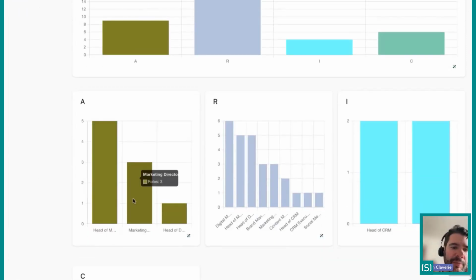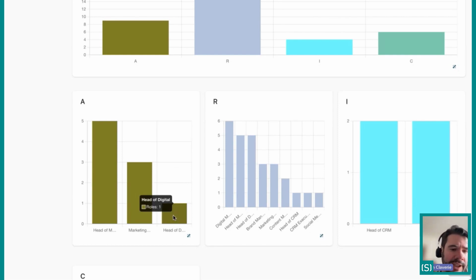I have 3 people with some sort of accountability level in my process. I'm not saying it's good or bad, or too little or too much. You decide, but that's interesting. I found that the head of marketing is obviously the most involved role, followed by the marketing director, and then the head of digital.